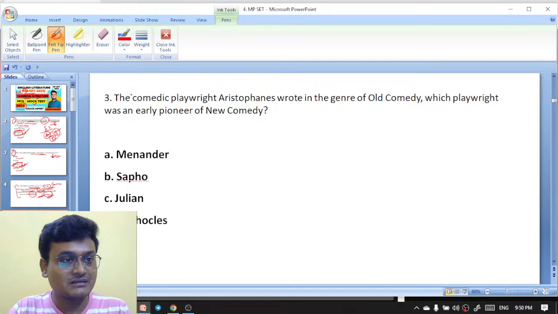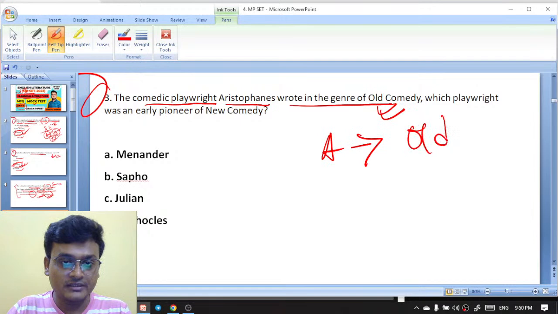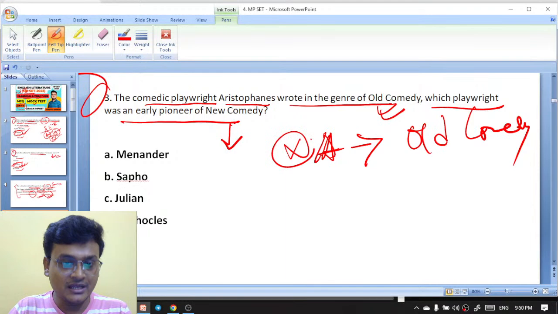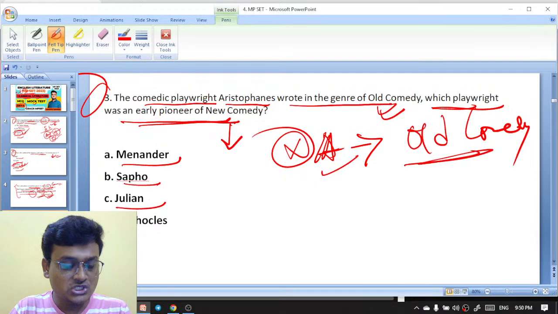And here is your question number 3. The comedic playwright Aristophanes wrote in the genre of old comedy. So Aristophanes is known for old comedy. Now, which playwright was an early pioneer of new comedy? Remember that old comedy was written by Aristophanes, whereas which playwright was an early pioneer of the new comedy? Menander, Sappho, Julian, Sophocles. New comedy. Who is the main proponent of new comedy?